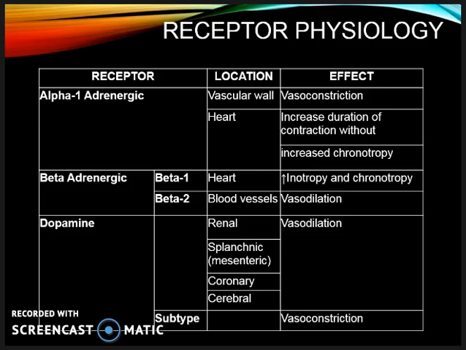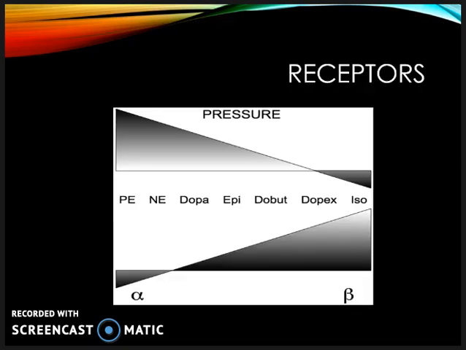The main categories of adrenergic receptors relevant to vasopressor activity are alpha-1, beta-1, and beta-2, and even dopamine receptors. Refer to this table to identify the receptor, location, and the effect. Pressors have a dual effect on the receptors, but here you can see the progression from alpha to beta receptor.